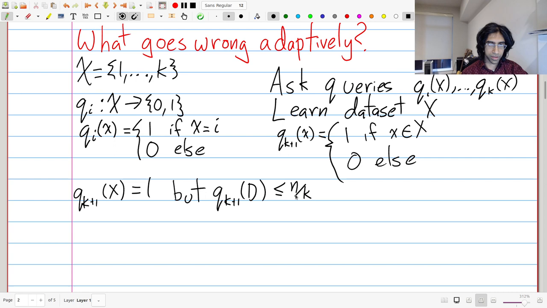This one will be telling you that for the query, everyone satisfies this predicate. But this one says that the true fraction of the distribution which satisfies this is going to be rather small, unless you take a really significant number of samples n. So this shows that unless n is equal to omega of k, no generalization.